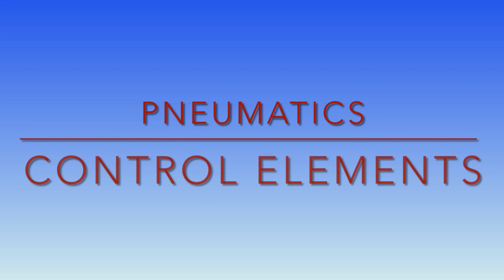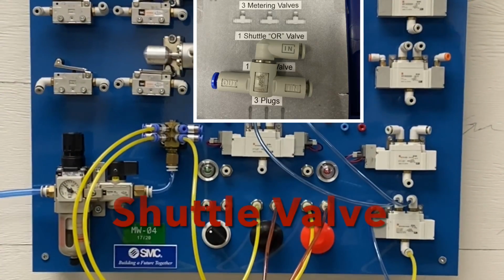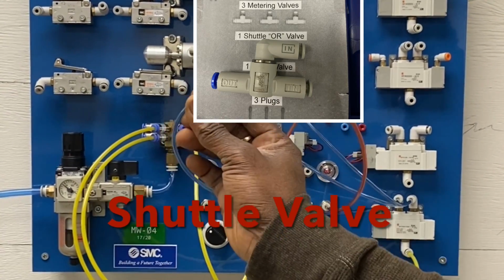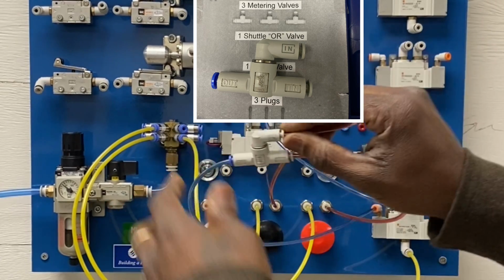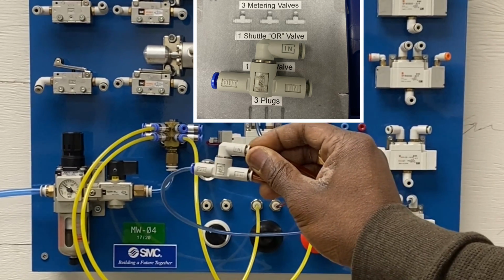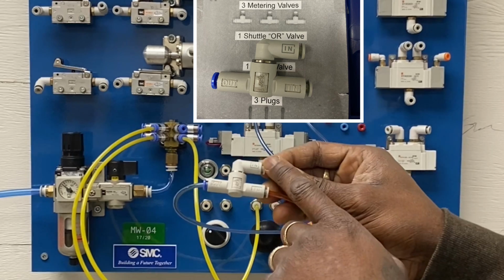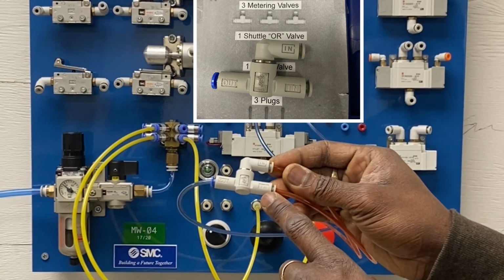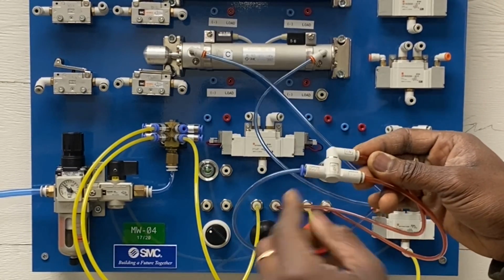In the last video, we learned about directional control valves, controlling the direction in which the air travels. Now we're going to look at further control elements in pneumatics. Let's look at the shuttle valve. The shuttle valve has the OR function. When the valve receives a signal from either input, there is an output.